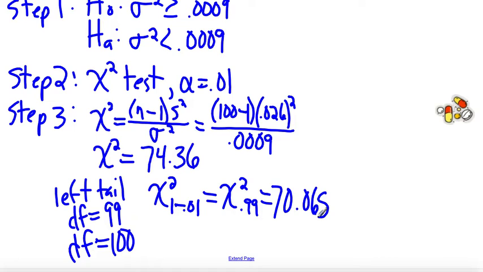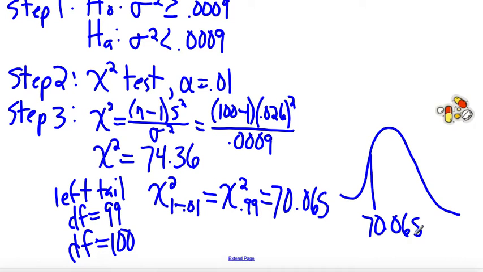Okay, so let's draw what this looks like. We are saying our critical value is 70.065 for our left-tailed test. So if the chi-squared that we calculated falls in that rejection region, we get to reject the null hypothesis. Well, here's our value, and that does not fall in it. Our value is up here somewhere. We are not in the rejection region, so we are going to fail to reject.